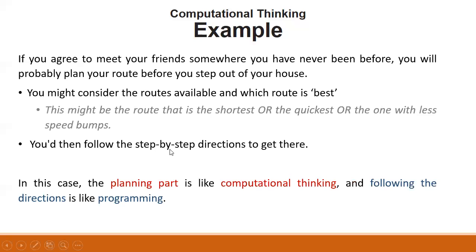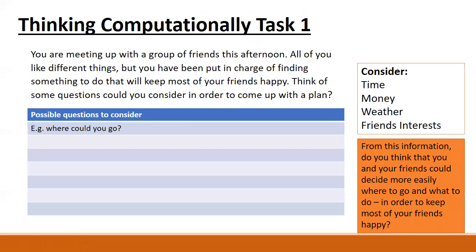So the deciding and the planning that you do, that's computational thinking. The actual step-by-step in the map that Google Maps does, that's not computational thinking. That's just step-by-step stuff. It's part of it. It's like programming, right? So we've got another example.